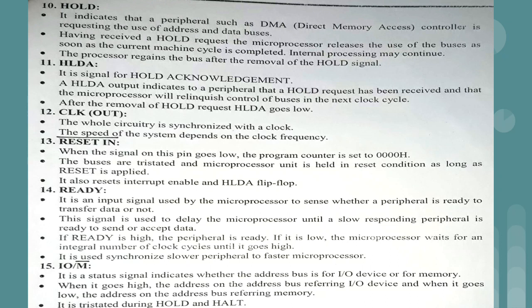The next pin we are having is HLDA. It is a signal for hold acknowledgement. A HLDA output indicates to the peripheral that the hold request has been received and that the microprocessor will relinquish control of the buses in the next clock cycle. From the HLDA, the direct memory access controller will come to know that the request it has sent has been received by the processor, and the processor will give control over the address buses and data buses as soon as possible.